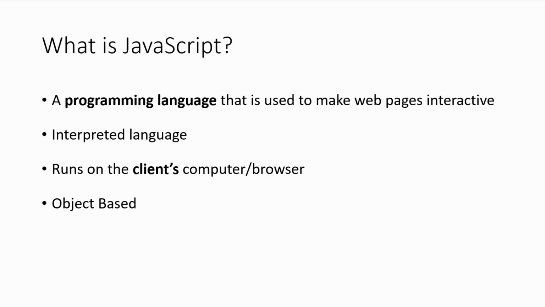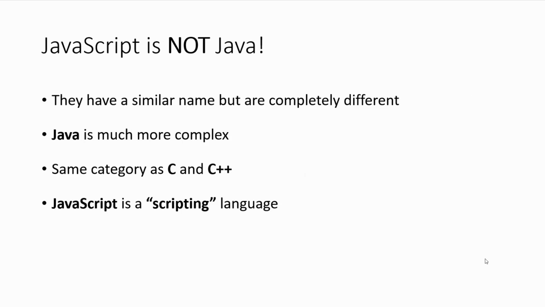It's also object-based. It's an object-oriented programming language, although you don't have to use it like that. Now the difference between this and another object-oriented programming language like Java is that it's prototype-based instead of class-based. And we'll get into that later on.